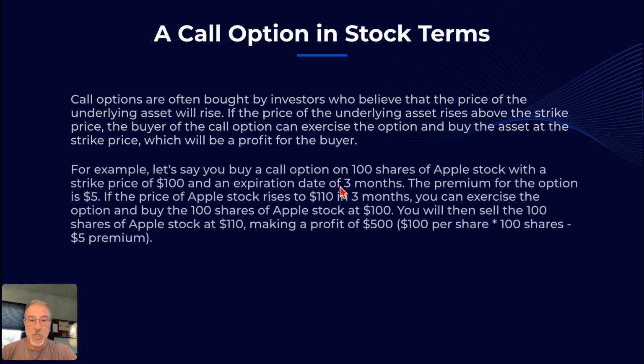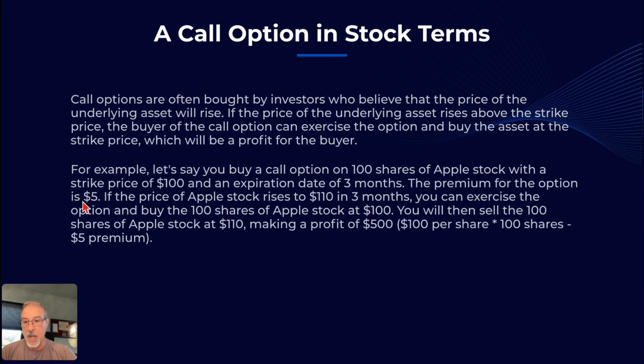So the same is true of a call option. If I buy a call option on 100 shares of Apple stock, and I think most people probably know this, but our standard options all represent 100 shares. If I buy or sell one contract, that's basically giving me the right to buy or sell 100 shares of stock. So if I buy a call option on 100 shares of Apple with a strike price of $100, the call contract has an expiration date of 3 months.